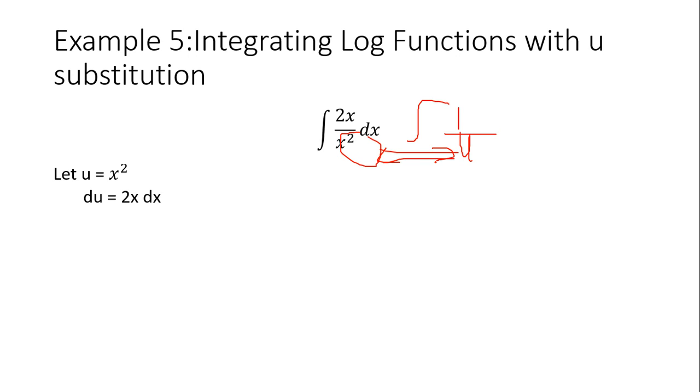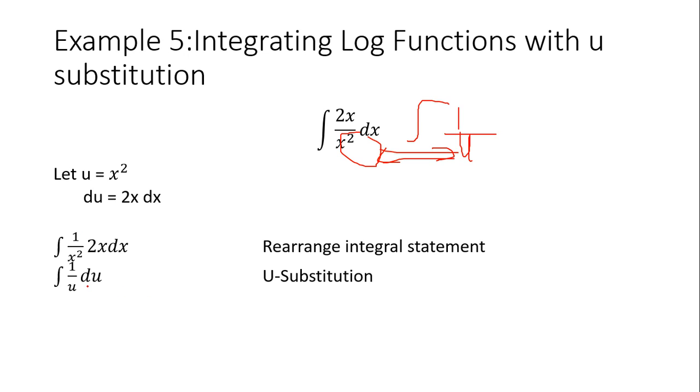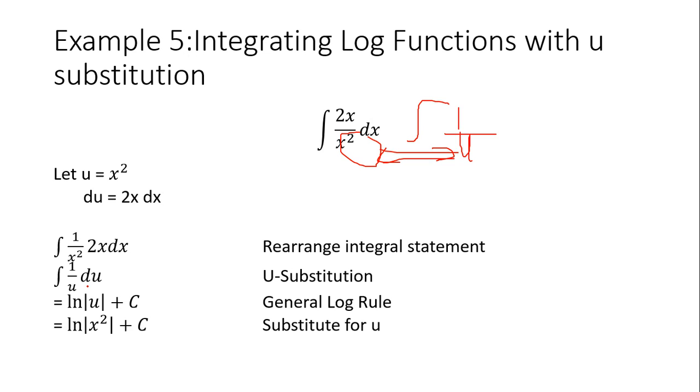Now, its derivative is 2x. You can see that its derivative is in the numerator, so that's exactly what I want. I'm going to rearrange the integral statement so I can see the du here, and then I have the 1 over u piece here, and I'm going to do my u substitution. Now I can see my natural log statement visible. I do my general log rule and replace my u.